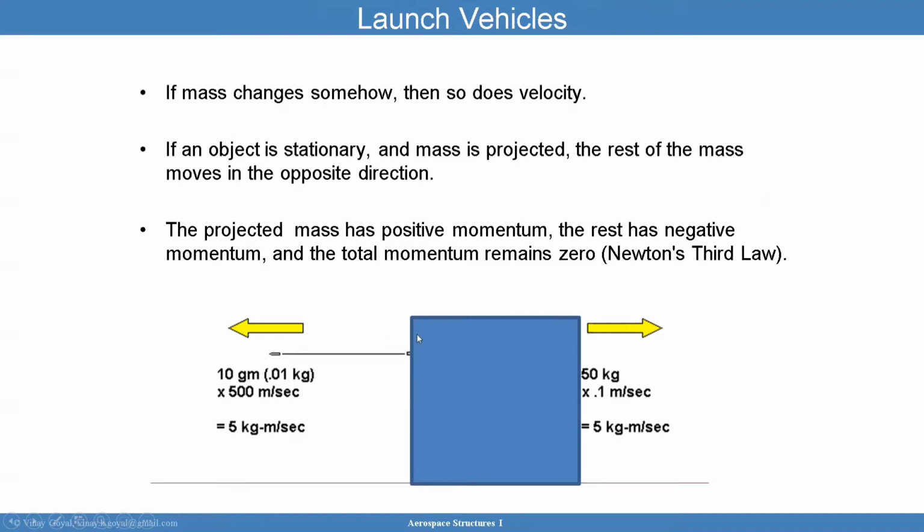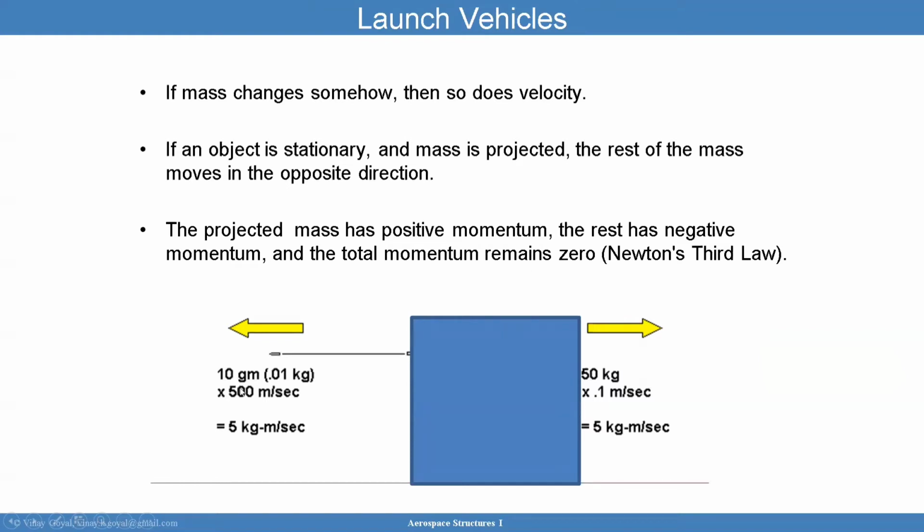If an object is initially stationary and a mass is projected, say, to the right, then the rest of the mass has to move in the opposite direction for the conservation of momentum. The projected mass has positive momentum, the rest has negative momentum, and the total momentum remains zero. That's Newton's third law, in essence.